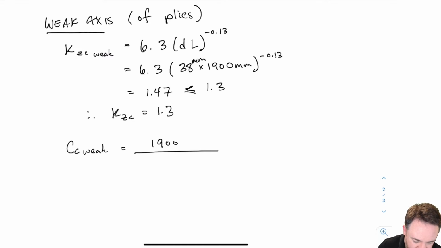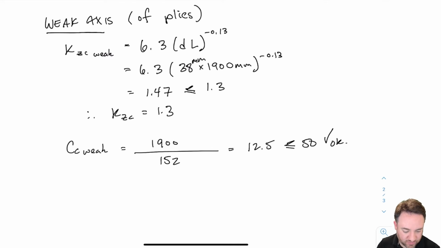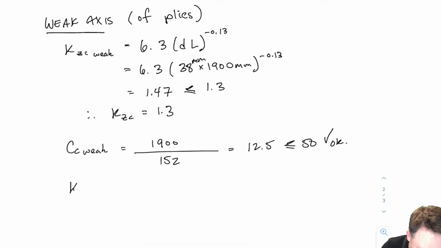So now, instead of using 38 here, I'm using 152. And I get a slenderness of 12.5. And I have to check that this is less than 50, which it is. Therefore, my design is okay so far. Okay, so now let's calculate our KC in the weak axis direction.